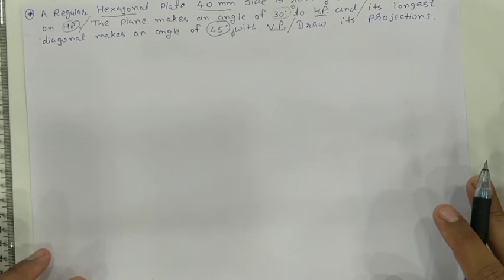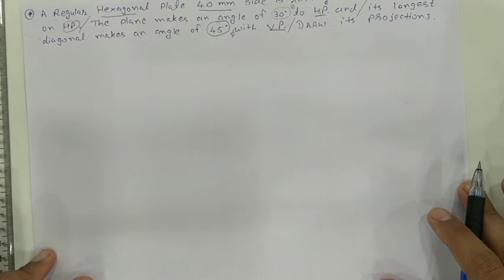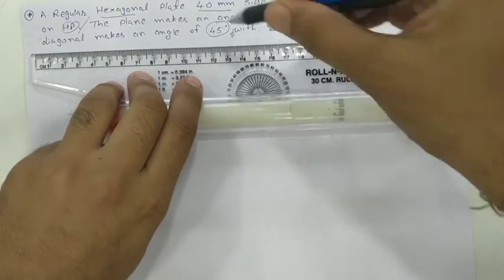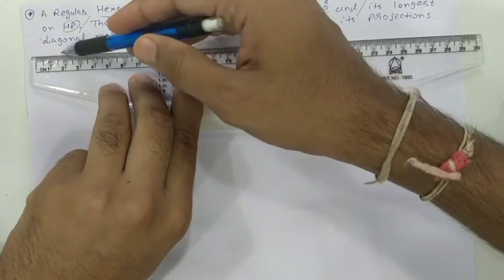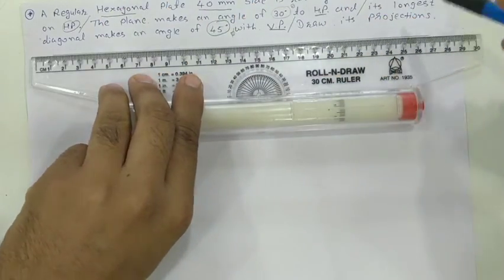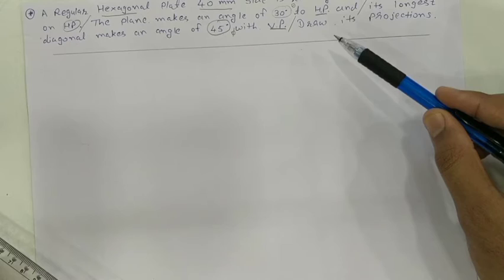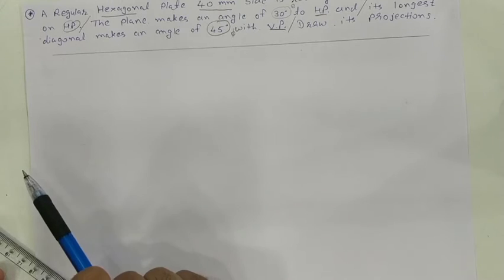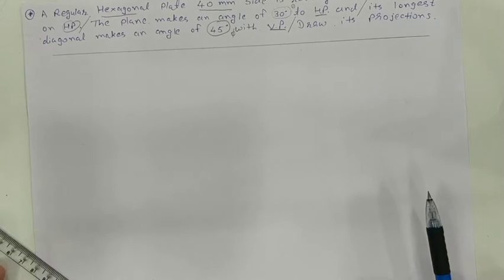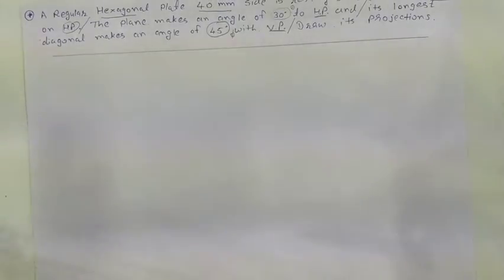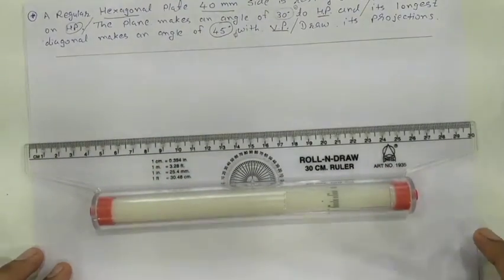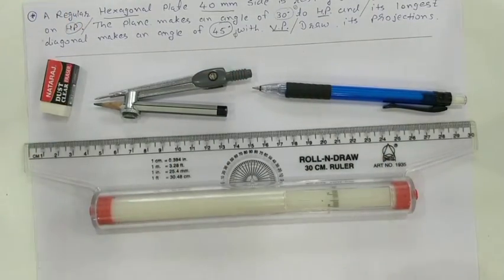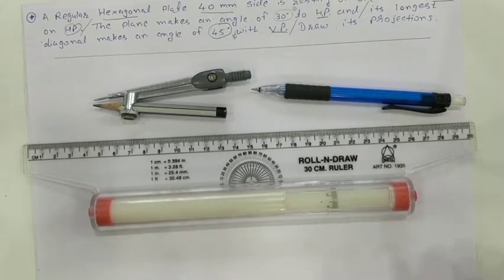Before starting my drawing process, I will create a reference line. With this reference line I will create my whole example. Top to bottom is my vertical distance, and left to right is my horizontal distance. I will place my roller scale, pencil, rounder, and rubber. Okay, so let's start the drawing process.